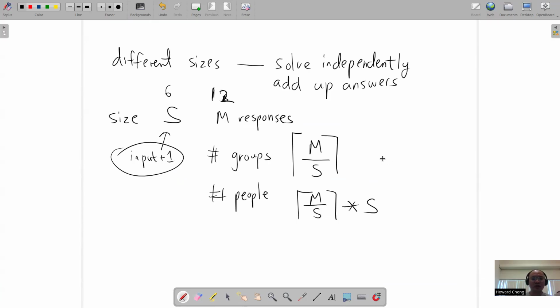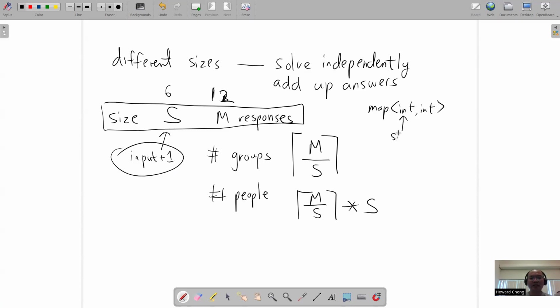There are a couple of questions. How do we keep track of how many responses there are for each size? Well, we can use a map that basically maps the size to the frequency. Whatever name you want to call the map, that's fine.